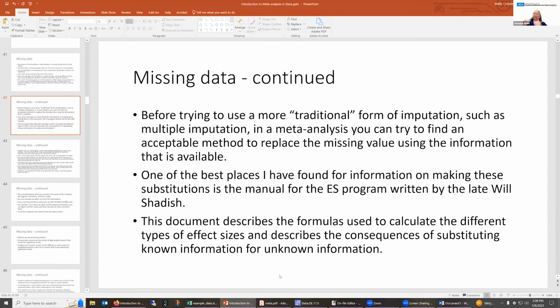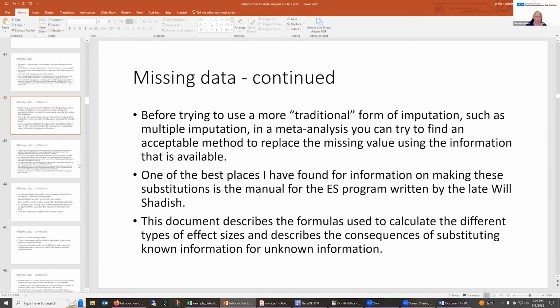What he does is go through not only the formulas for the different kinds of effect sizes, but also what happens if you need to substitute one thing for another, and the consequences of this substitution for unknown information.